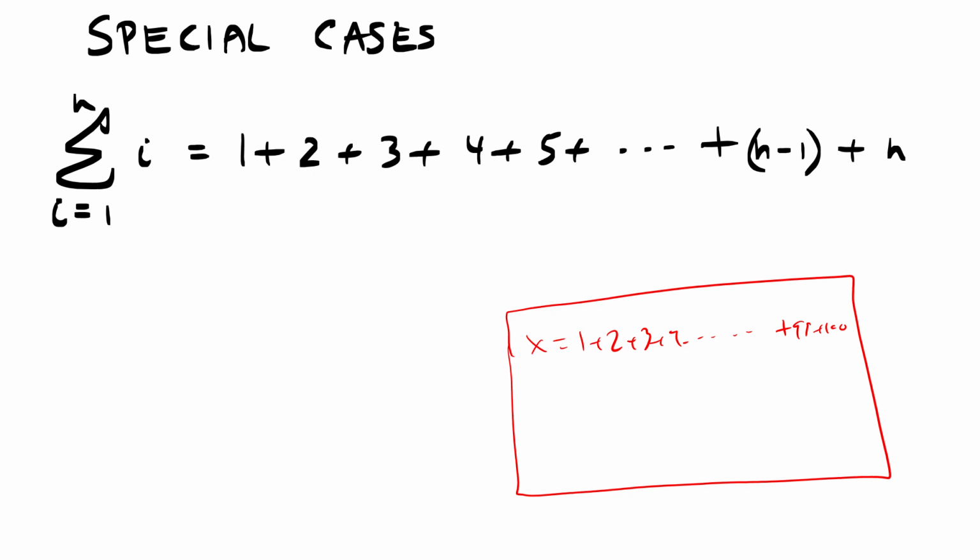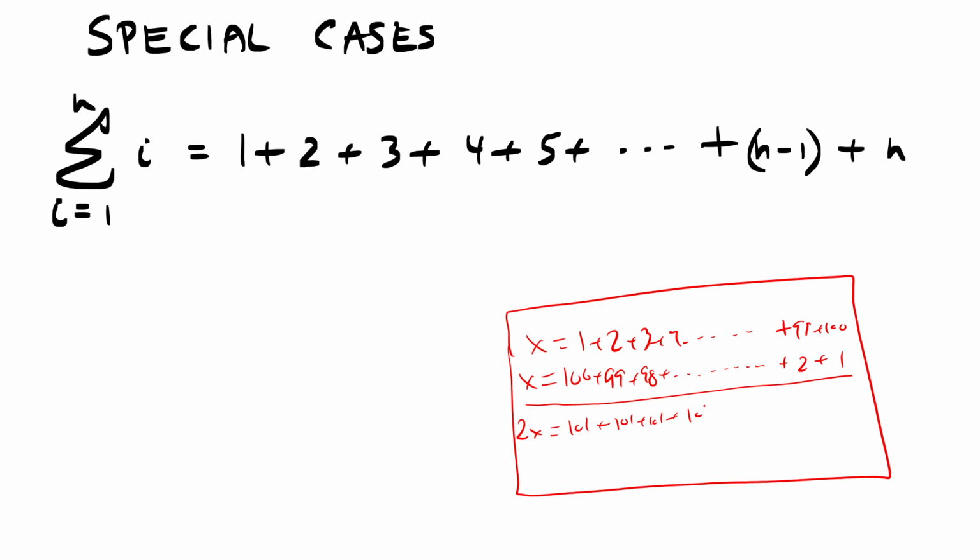And if I make a second one, x is equal to, and I just reverse them backwards. So this is 100 plus 99 plus 98, right? And I'm going to do the same thing over here. This will be plus 2 plus 1. Very good there. And here's a fun thing that happens. Everything, this is 2x. This is going to be 101 plus 101.